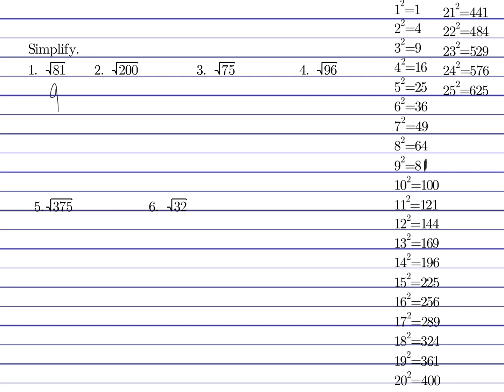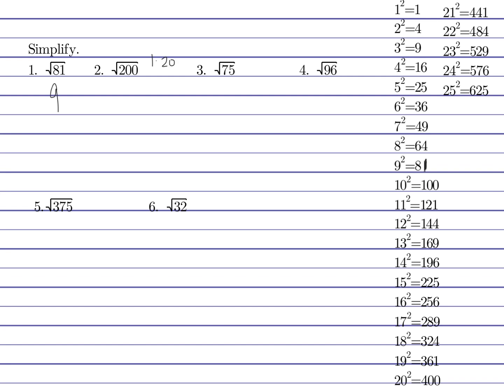Now, 200. 200 is not in this list over here. 200 would be between these two values. So I need to make a list of factors of 200, and I'm going to do that to the right. So that's what I expect you to do, is make a list of the factors. What numbers multiply to give you 200?